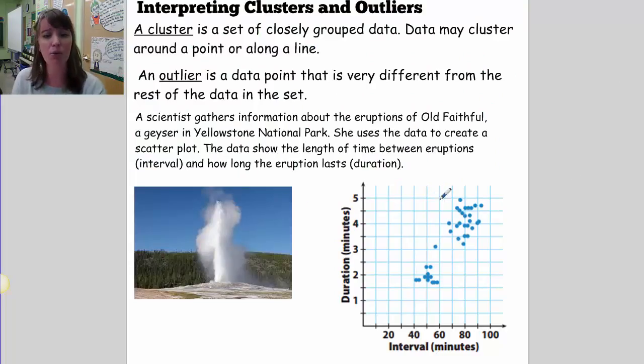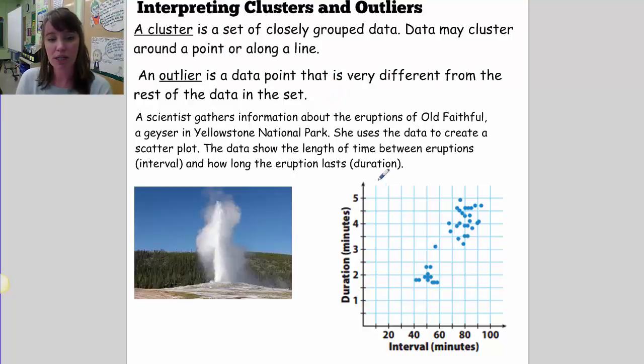Now the next thing that we're going to talk about, and by the way, we've made scatter plots before, but what we are going to bring in this lesson is the discussion of clusters and outliers. So a cluster is a set of closely grouped data. Data may cluster around a point or around a line. An outlier is a data point that is very different from the rest of the data set.